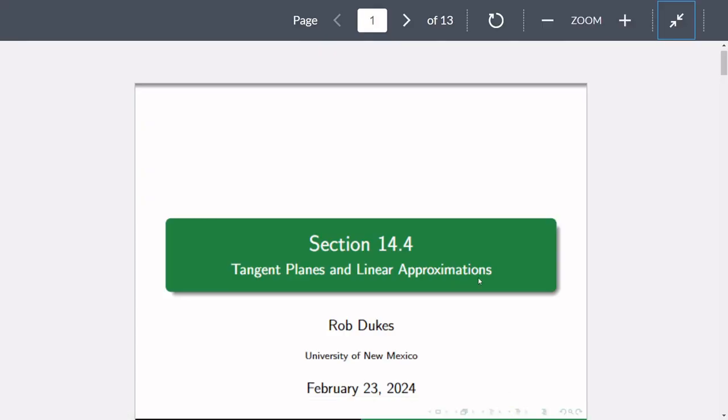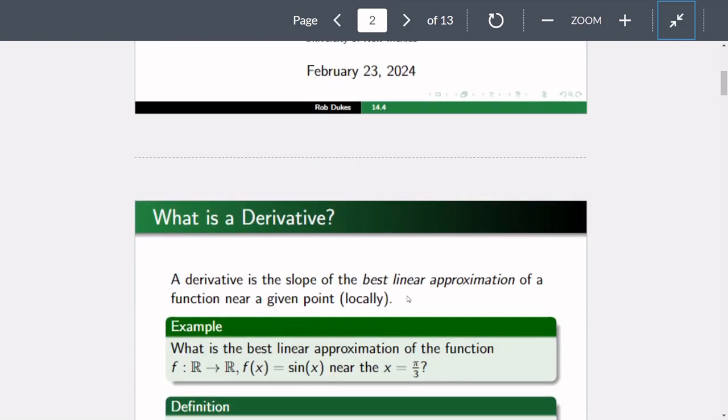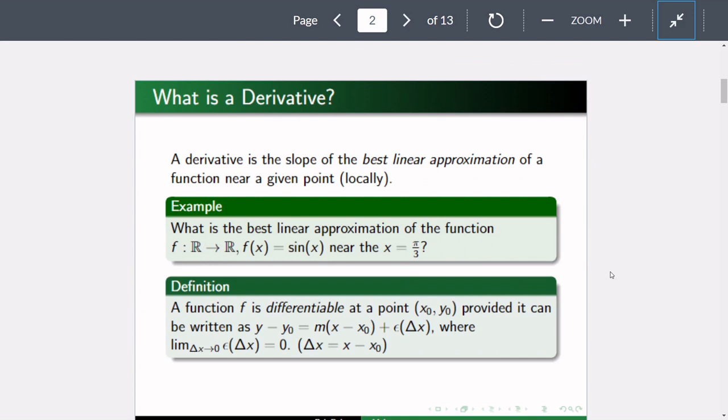Welcome! It's time to talk about tangent planes and linear approximations. So let's start with something really conceptual.